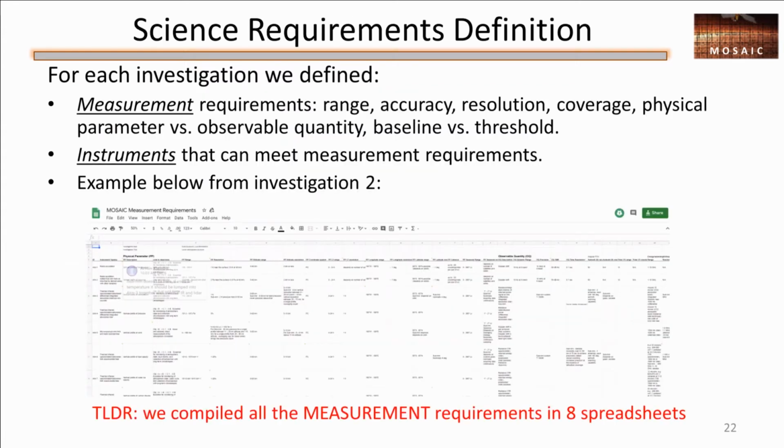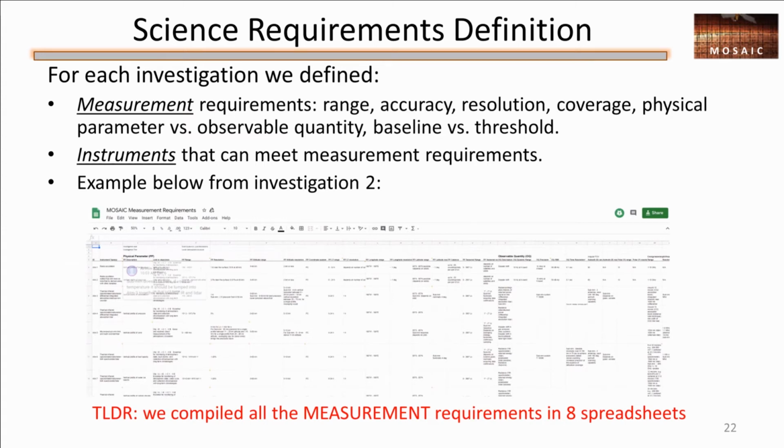What we did starting last fall was, for each of those 8 investigations I talked about, we defined the measurement requirements: the quantities to measure, the range, accuracy, resolution, the coverage, both spatial and temporal, the physical parameters versus observable quantities, which aren't always the same thing, and baseline versus threshold.